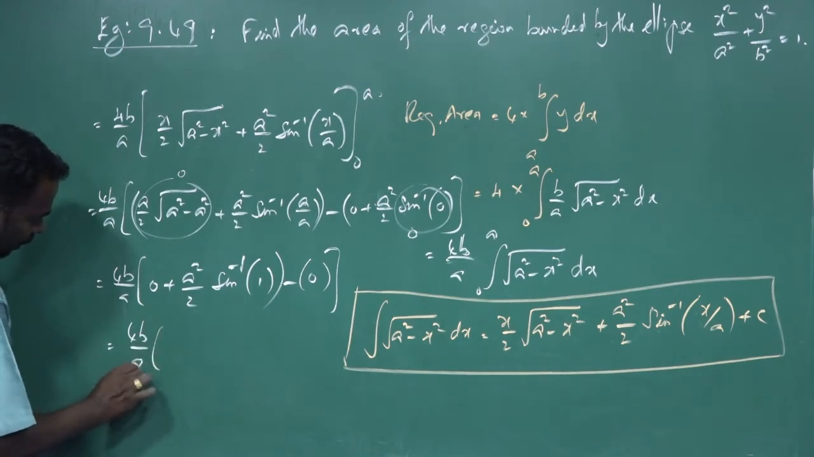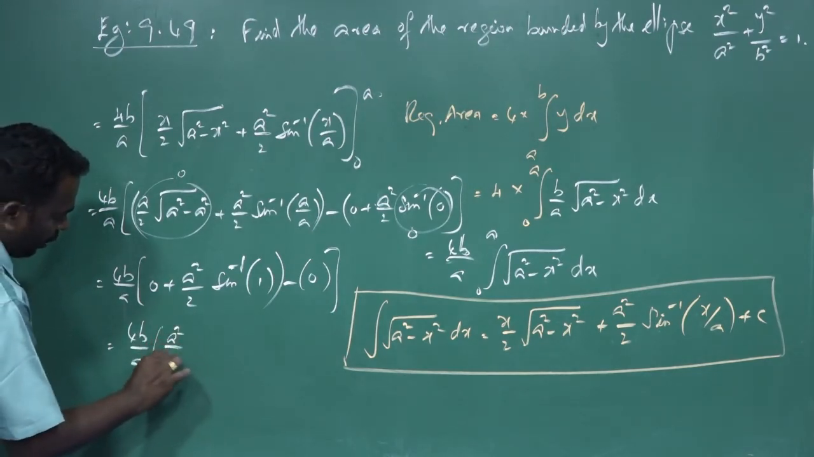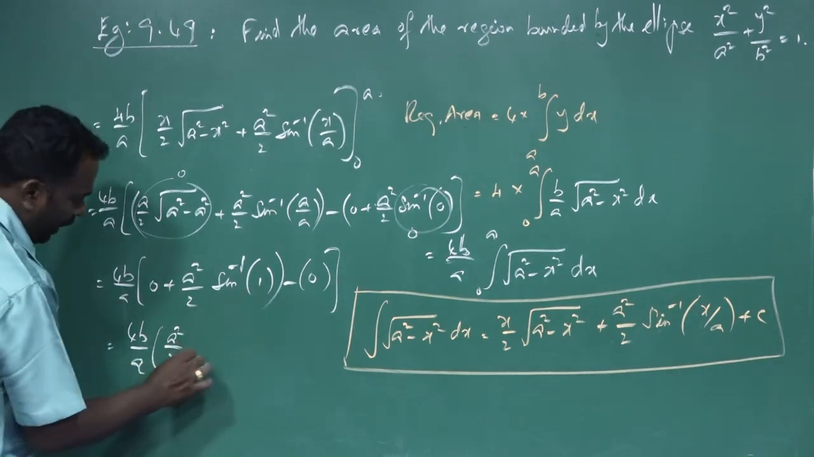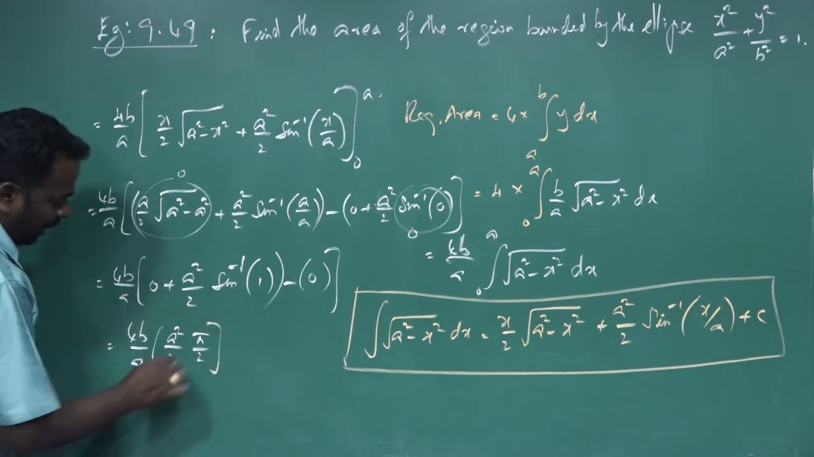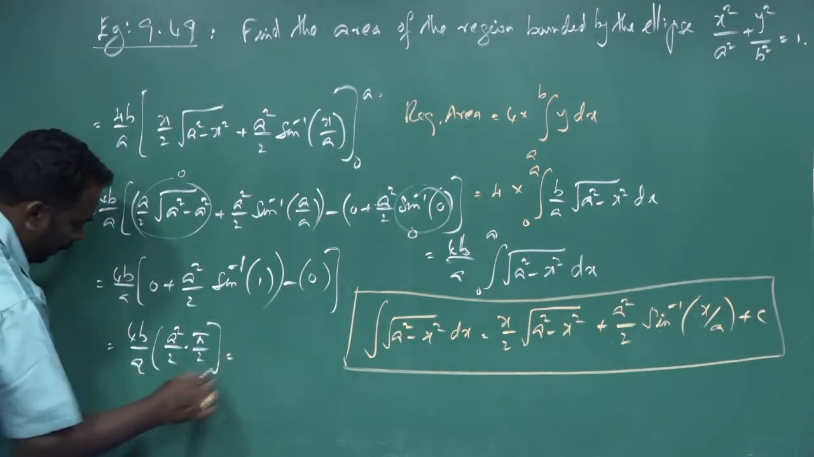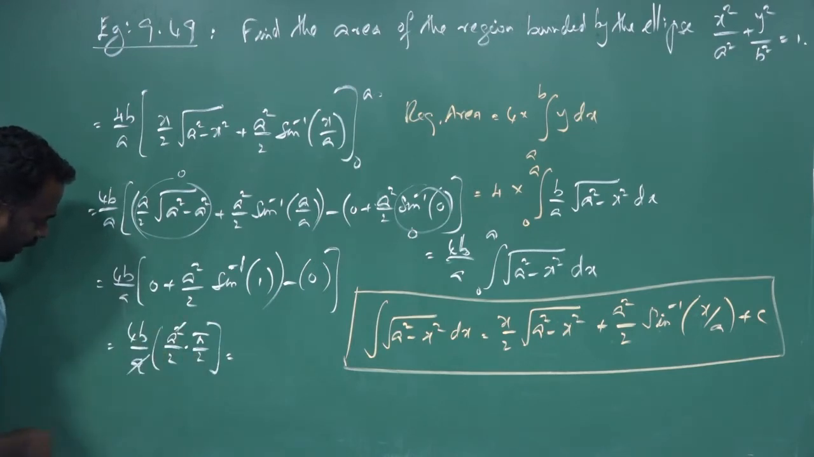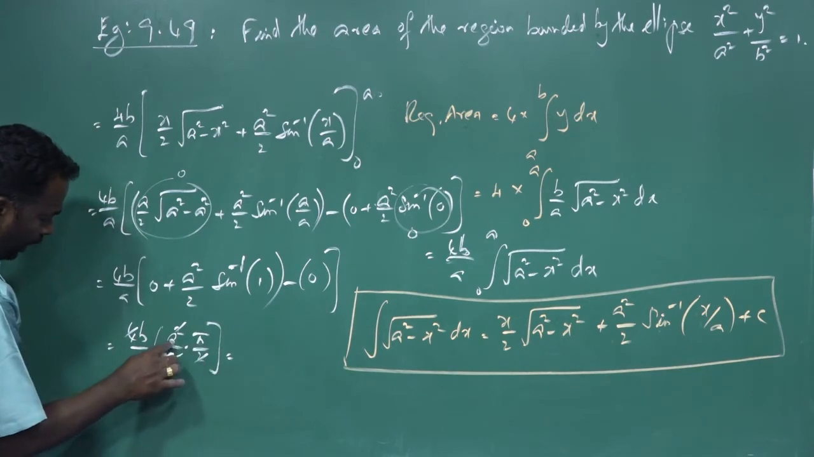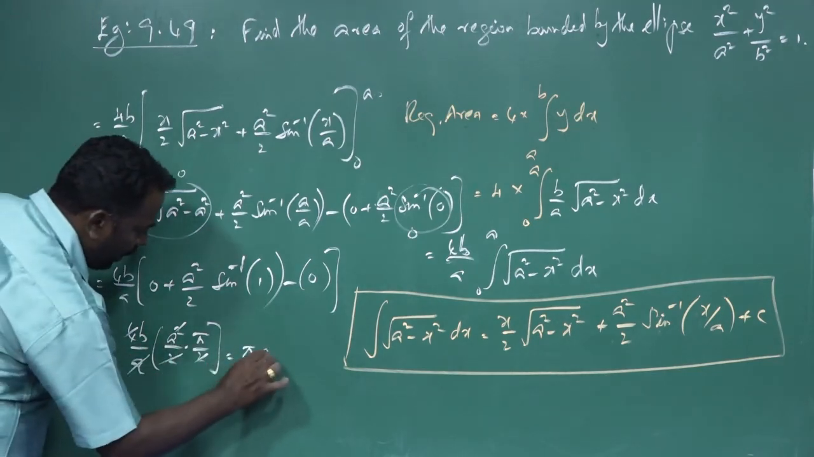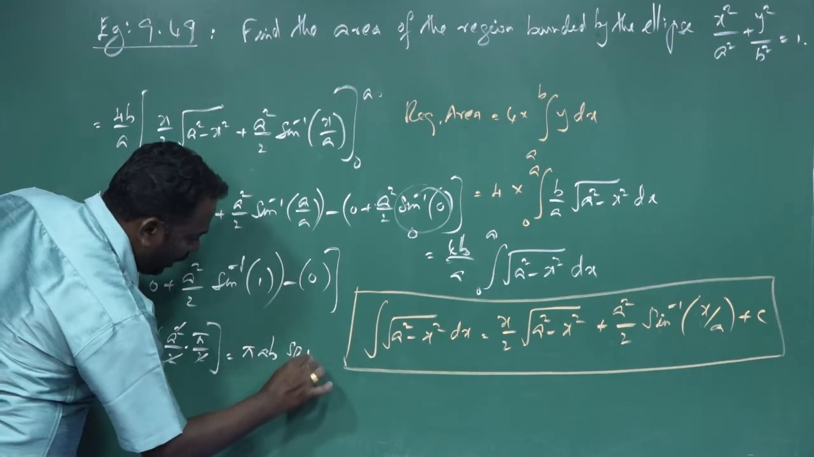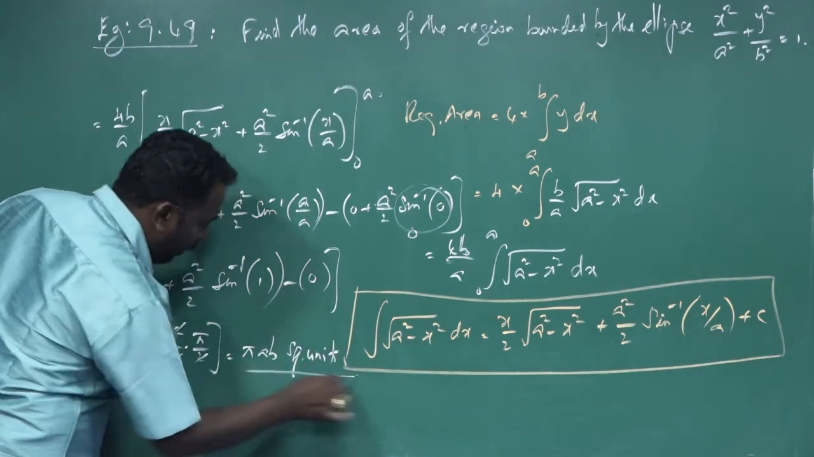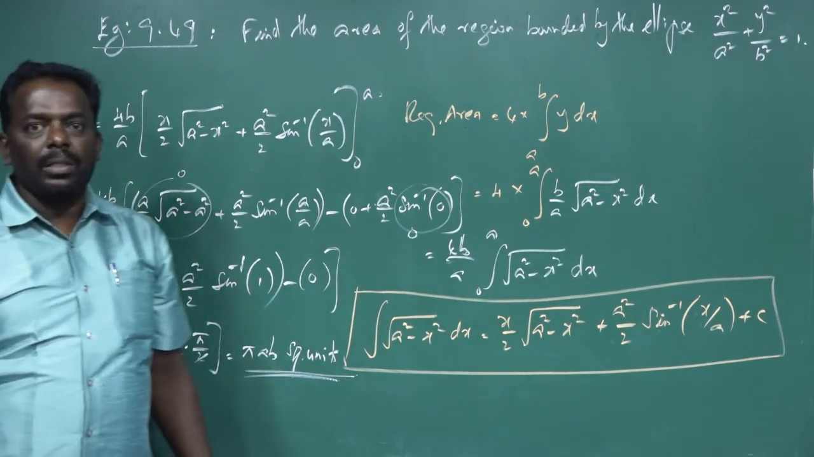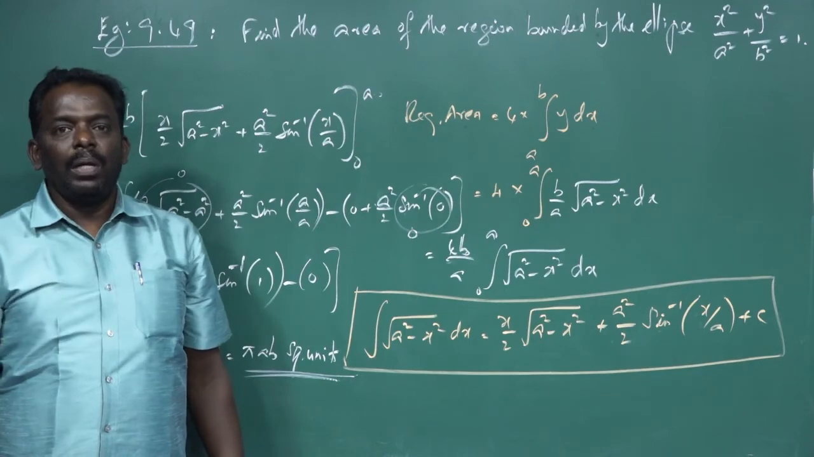That is equal to 4b by a within the bracket, a square by 2, and what is the value of sin 90? It equals 1, therefore it is pi by 2. Now I must multiply: 1 a will cancel, 4 also cancels, remaining is pi, one a and one b remain. Therefore finally it is pi ab square units because it is area. Therefore the area of the ellipse is pi ab square units, that is the area of the region bounded by the curve ellipse.